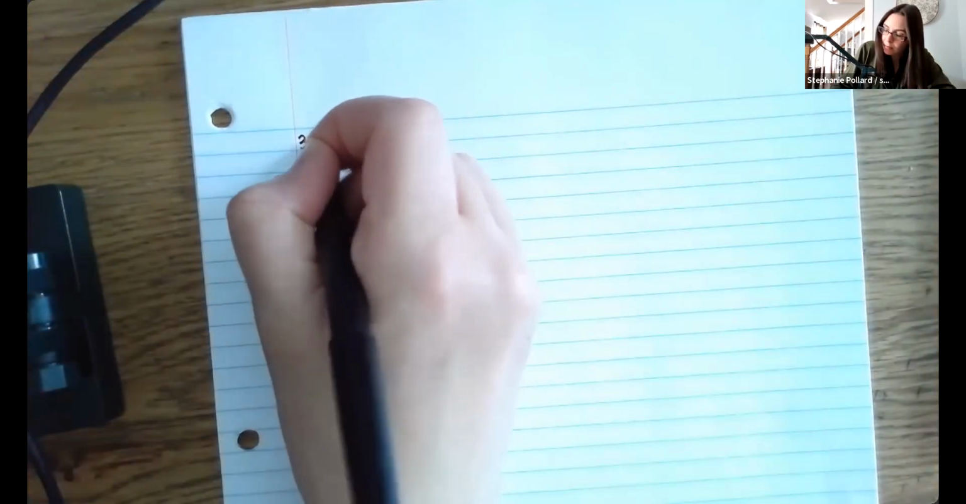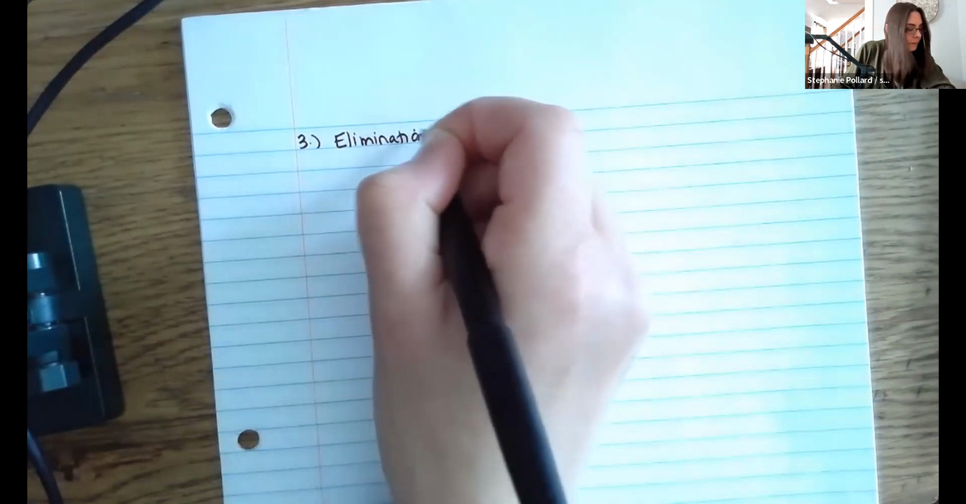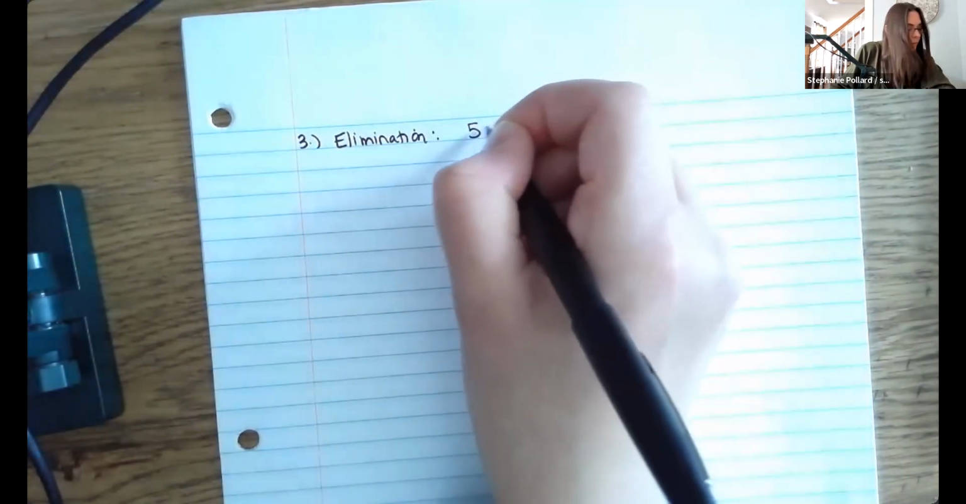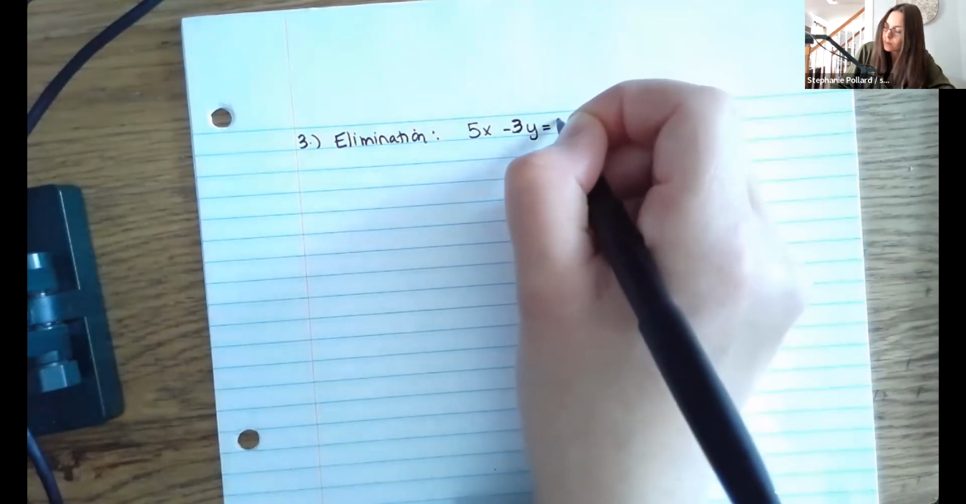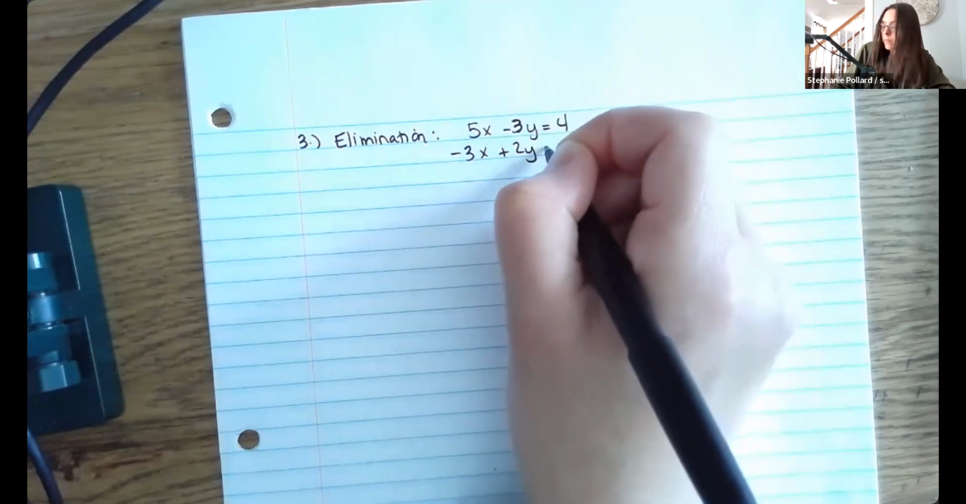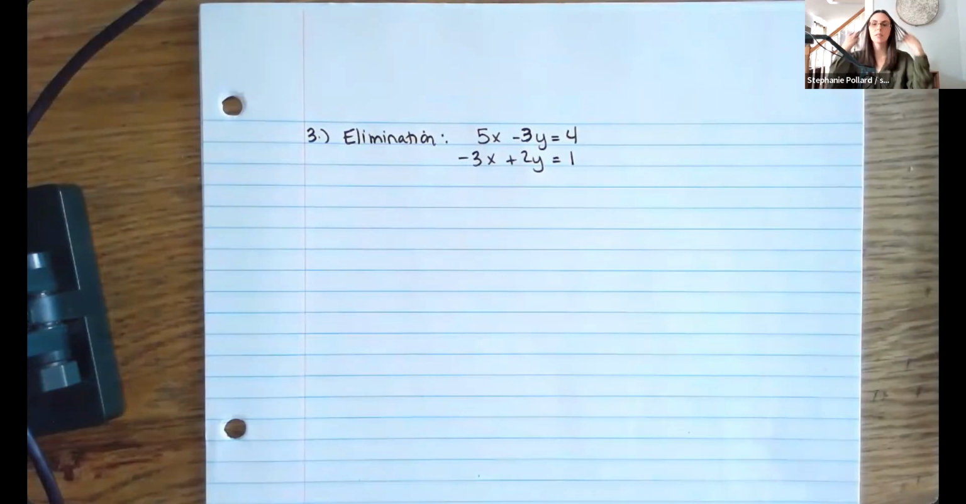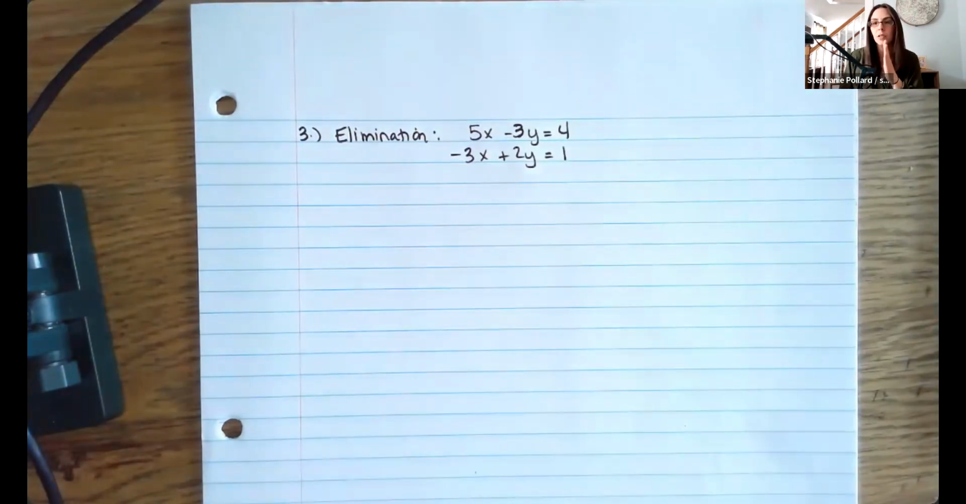Let's go ahead and try this one with elimination as well. So I have my two equations, and remember with elimination, you like to line them up so that your variables are on top of each other. So your x's are on top and then your y's are on top, which is important. So if you need to do rearranging, you can.